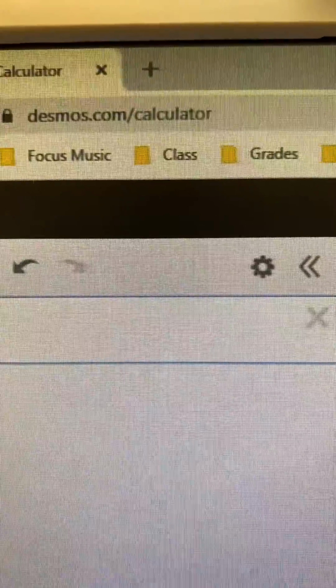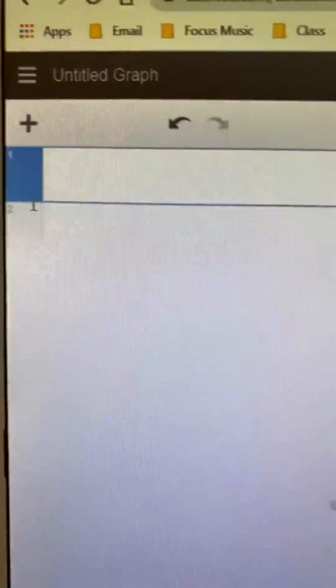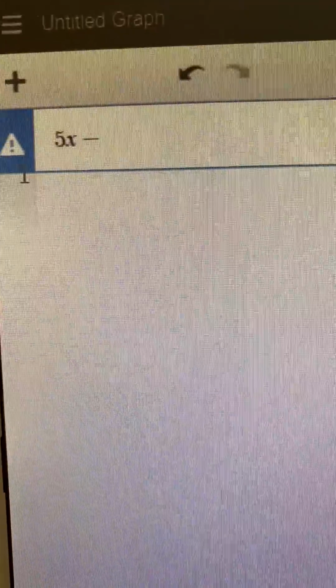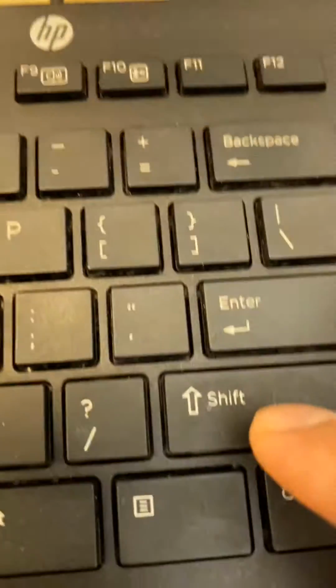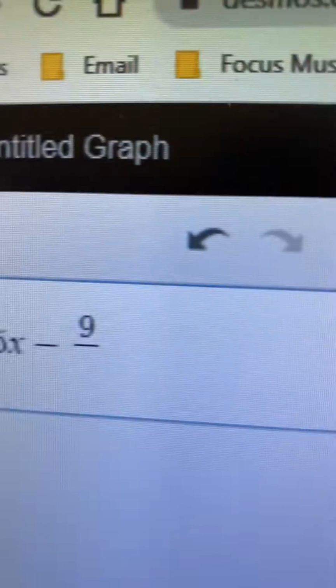If you want to see what the graph looks like, you can go over to desmos.com/calculator and start typing in the equation. In this case, it was 5x minus a fraction, 9 divided by y, so 9 over y. To put the division sign, you just click next to the shift key. You're going to hit this slash button.